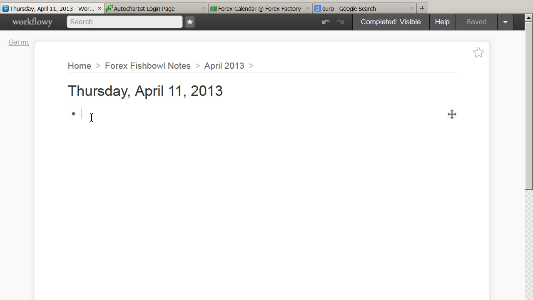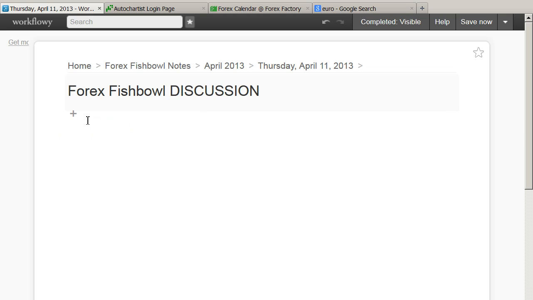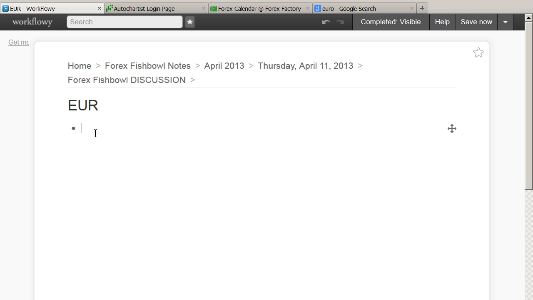So this is going to be part of our Forex Fishbowl discussion here. And as we go through the notes, so you can do this on your own, we're going to be simultaneously going through the euro and the U.S. dollar. Not just the euro-U.S. dollar, but the euro and the U.S. dollar. So we'll do the euro first and get into what the story is.